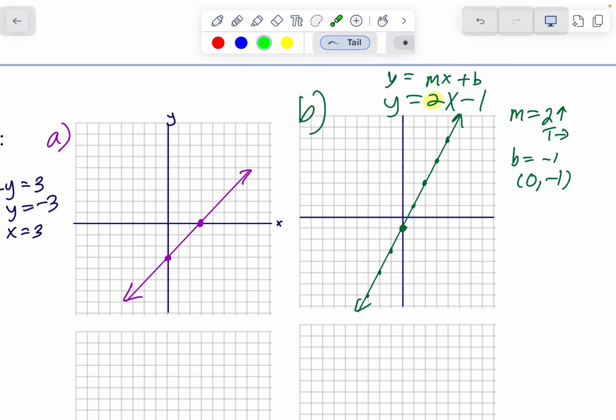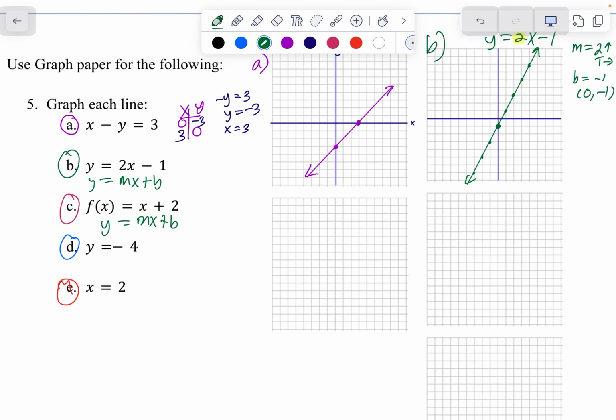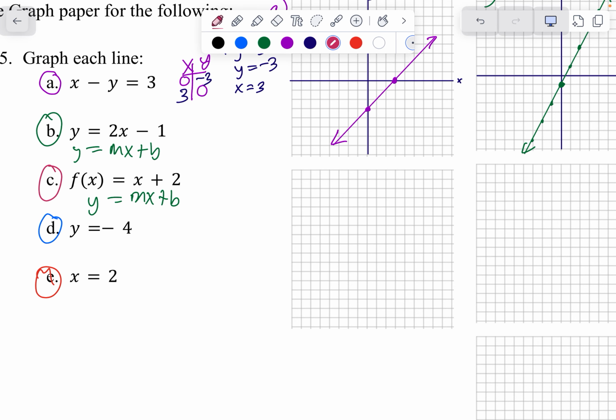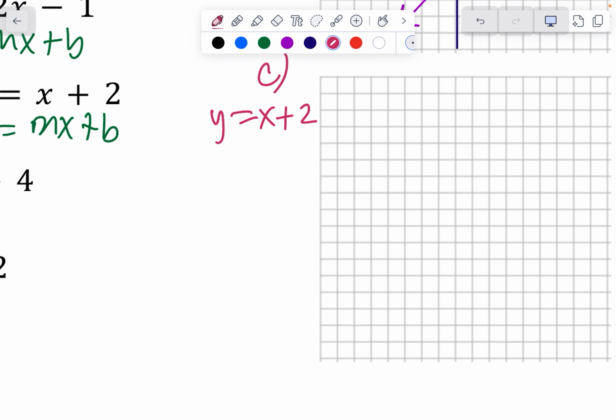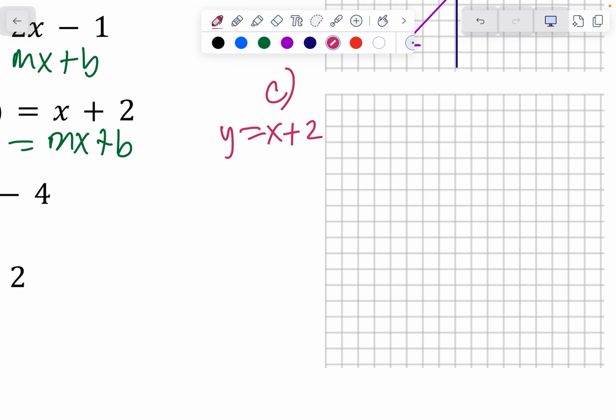Okay, let's do C. C, although it says f of x equals x plus 2, think of that as y equals x plus 2. F of x equals x plus 2 is the same as y equals x plus 2. It is just function notation replacing the y value. What is our slope? 1, right? If you don't see that coefficient on x, we've got one of them. Our slope is 1. We need to do 1 over 1. What's our y-intercept? 2, so that's the point 0, 2.